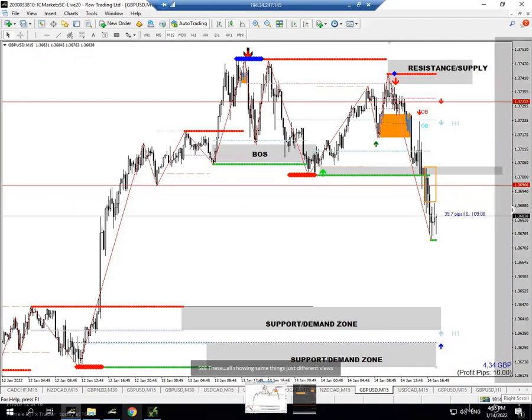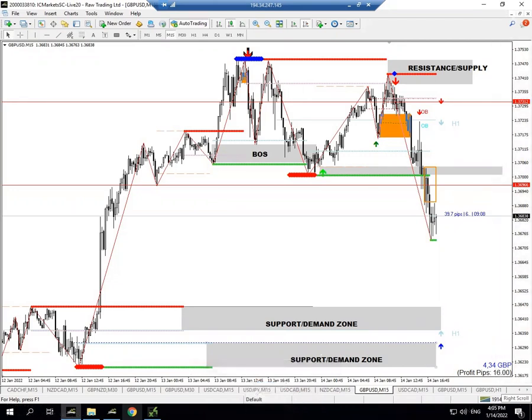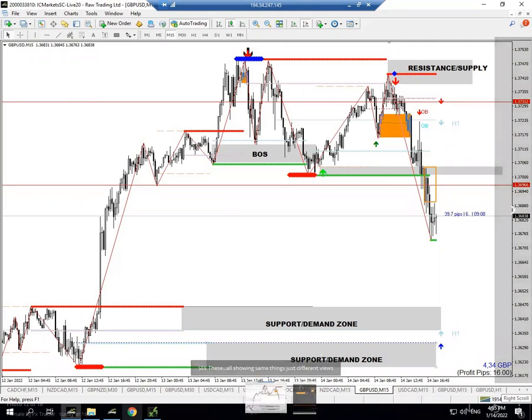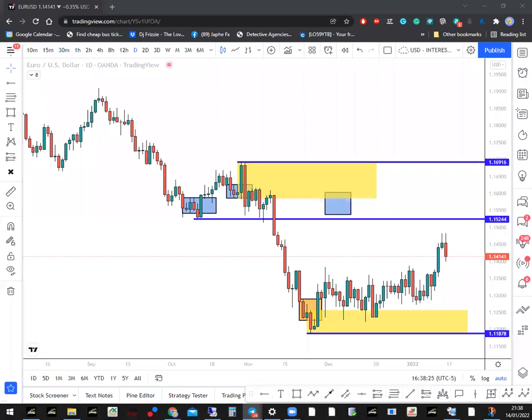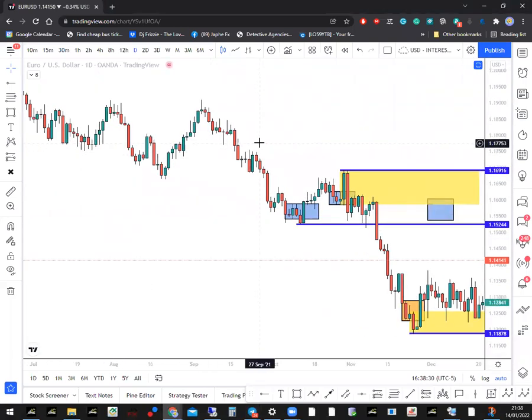So in essence, what I'm just trying to teach is how you can understand what creates a supply and a demand zone. If you can understand that price action mathematics, if I may put it like that, then you'll be able to understand supply and demand very well. And you can easily look at the charts and identify what's happening.